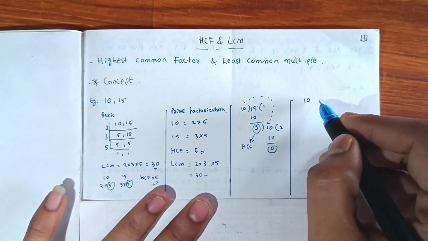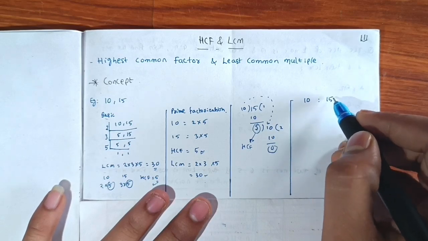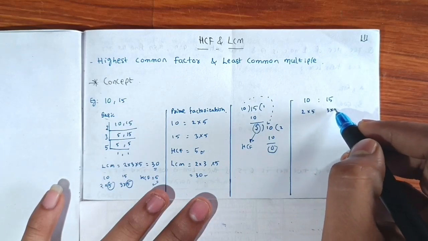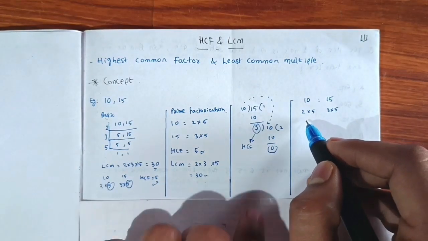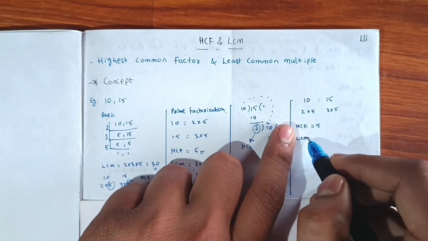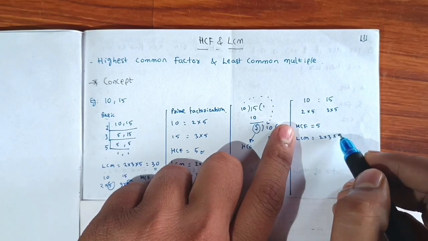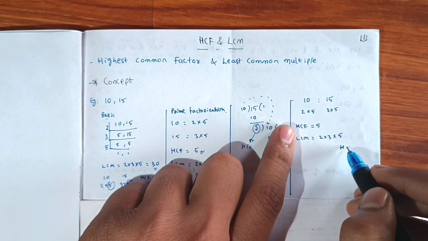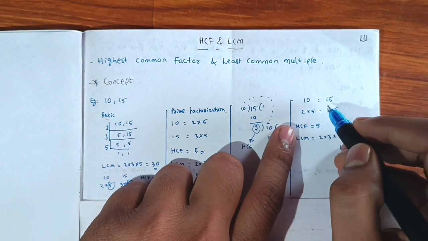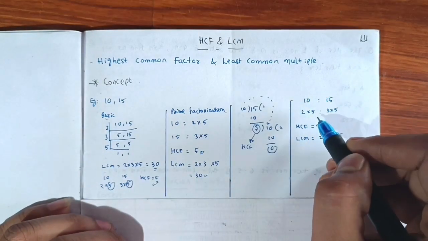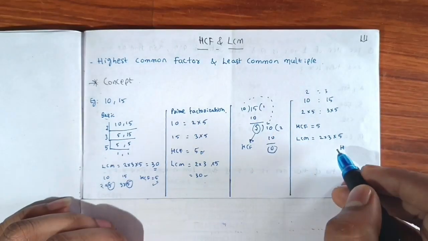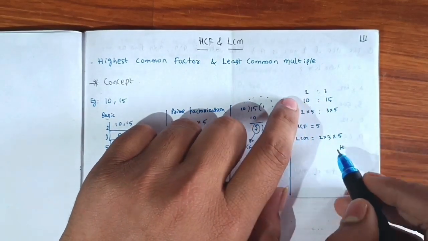We have 10 and we have 15. The factors of these are 2 into 5 and 3 into 5. Here the HCF is 5 and the LCM is 2 cross 3 cross 5. So 5 is the HCF, and 2 cross 3 is what remains when we make a ratio. When we make the ratio, we get 2:3. So 5 is getting cancelled, and the ratio will be 2:3.